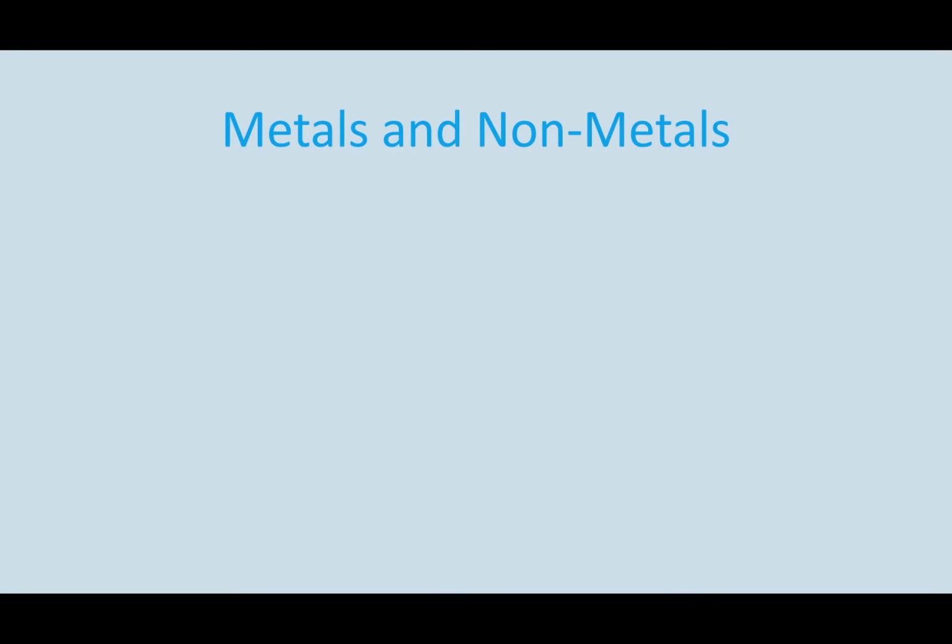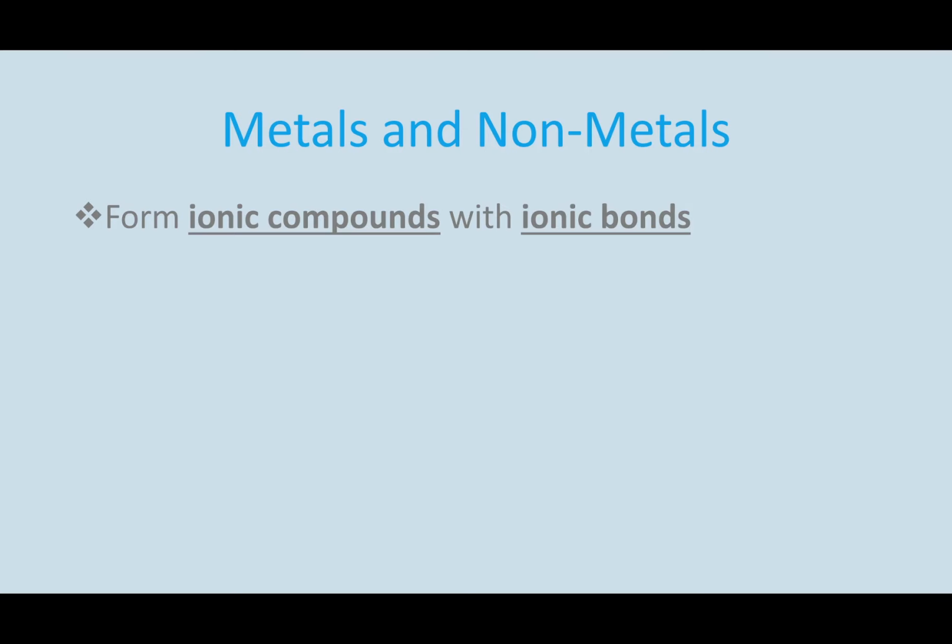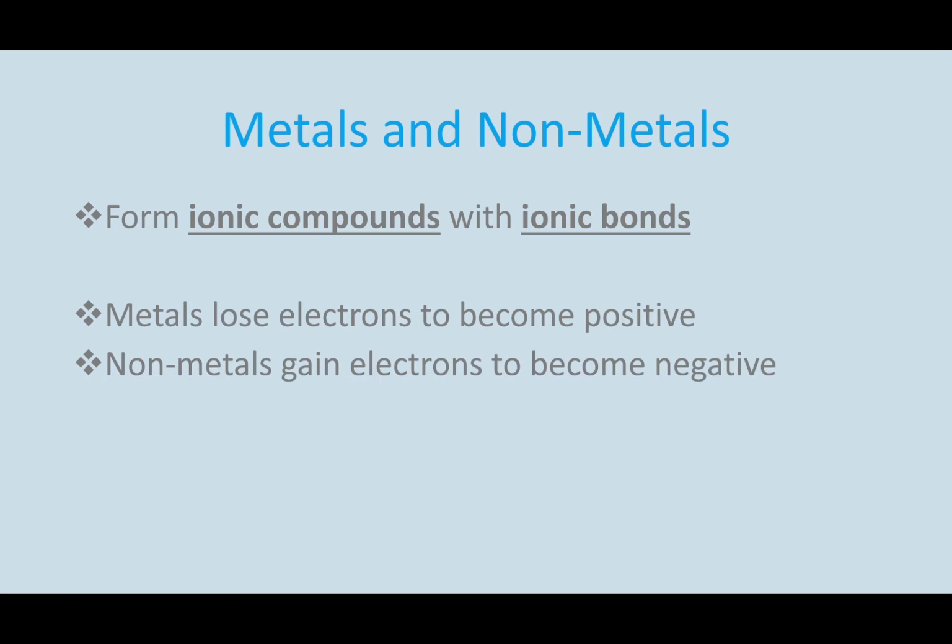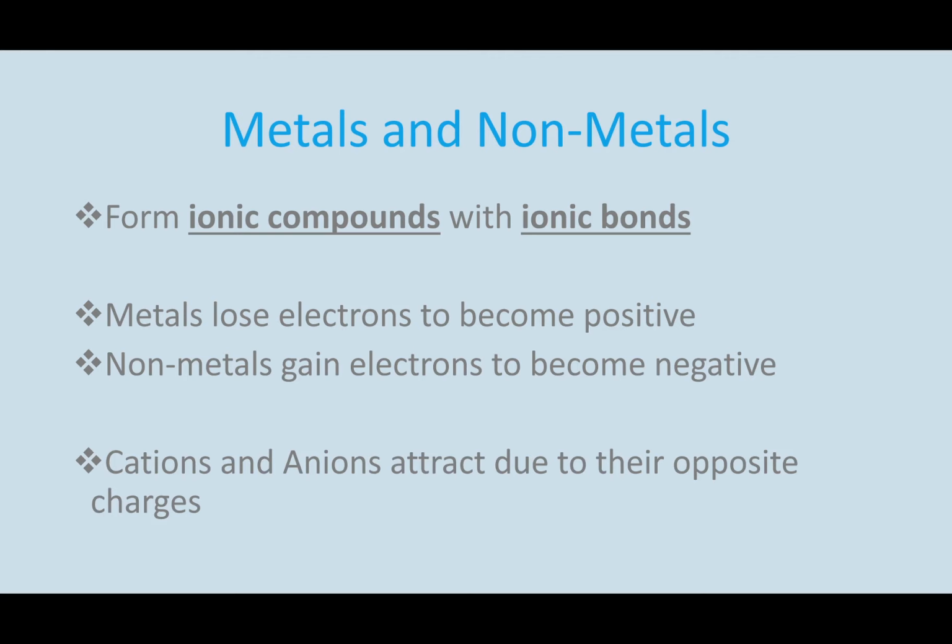So, combining metals and nonmetals. Metals and nonmetals form ionic compounds with ionic bonds. This is specific to metals and nonmetals. Again, we want to remember that metals lose electrons to become positive, and nonmetals gain electrons to become negative. So those positive and negative ions, the cations and the anions, attract to each other due to their opposite charges. The negative charges on the anions are attracted to the positive charges on the cations. You can think of the 2 ends of a magnet, the positive end and the negative end. They're attracted to each other.